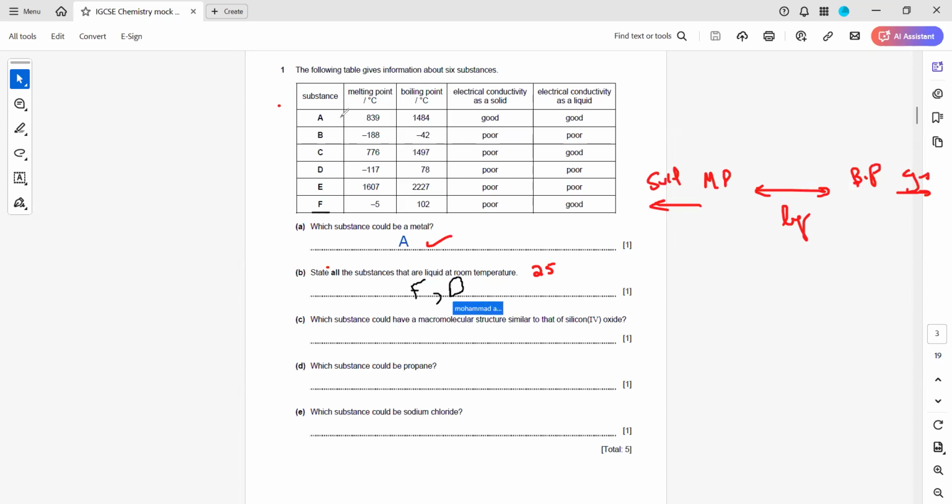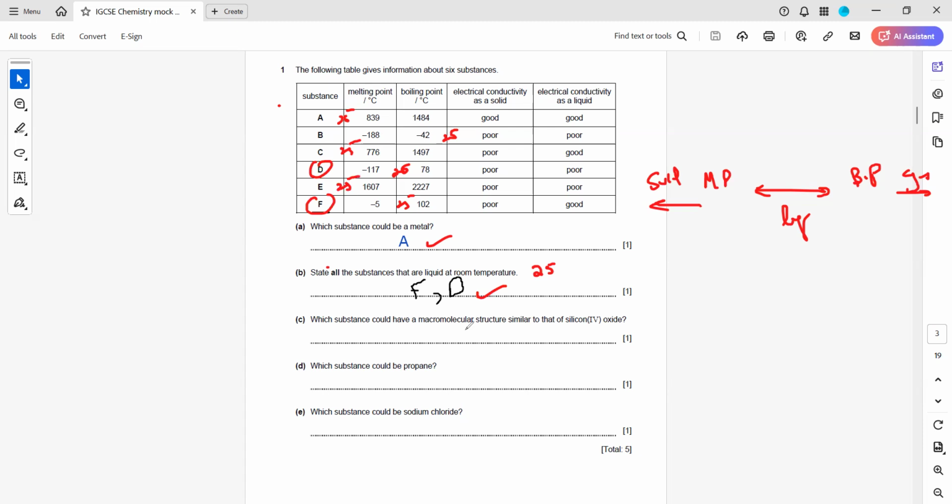So if we write 25, this will be solid. If we write 25, this will be a gas. If we write 25, this will be a solid. If we write 25, this will be a liquid. If you write 25, this will be a solid. And if you write 25, this will be a liquid. So D and F are liquid at room temperature.